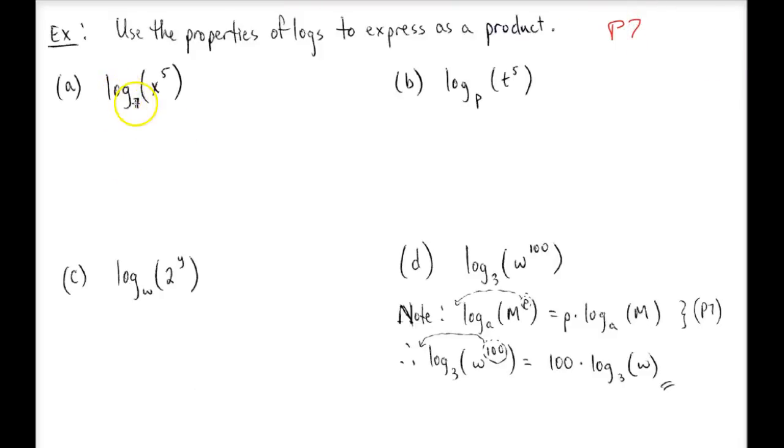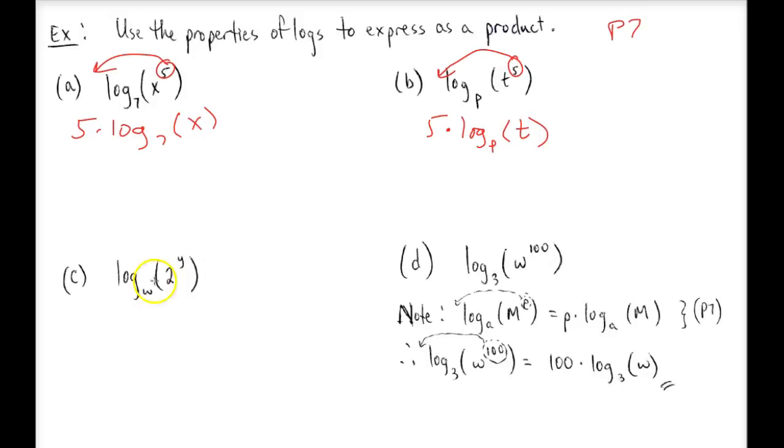So here we see we have log base 7 of x raised to the 5, so we can pull the 5 out. And so that ends up being 5 times log base 7 of x. For our second example, same thing. We have log base p of t raised to the 5. And of course, we could just pull the 5 out, and we see that this is going to be 5 times log base p of t. And then for example C, we can pull the y out of the exponent, and this will be y times log base w of 2.